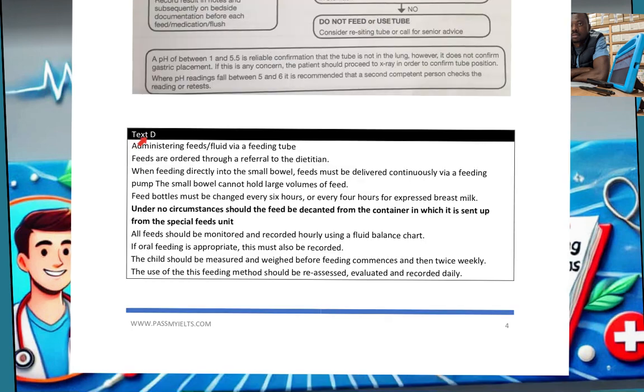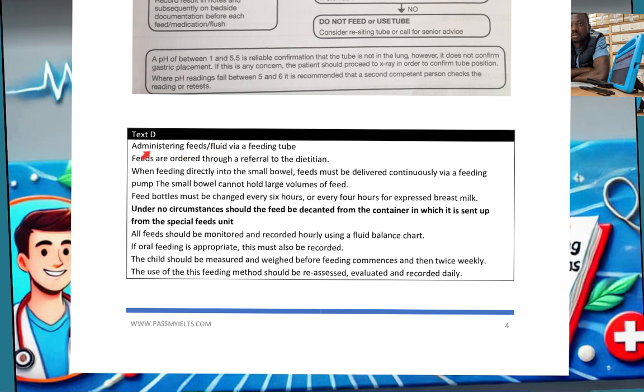In text D, you can also see administering feed or fluid via a feeding tube. So it's about giving feed or serving feed through a feeding tube. Okay. So we have feeds or fluid. This is specific. That means a type of food that you are going to give.